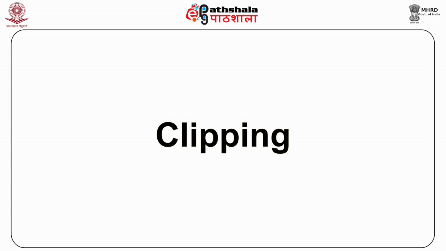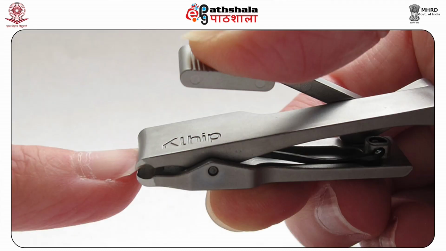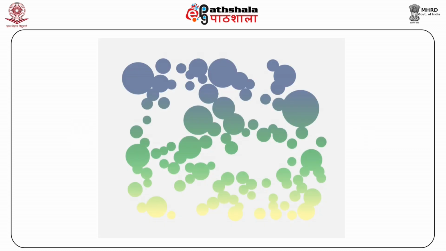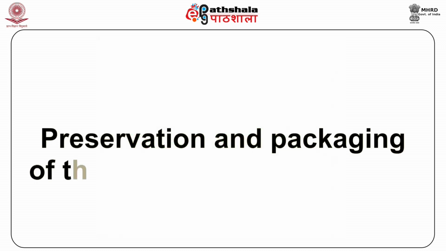Clipping. Nail clipping is used to recover the trace evidence from fingernails. The fingernails are clipped using clean scissors or clippers and then packed in clean paper. Fingernails can also be scraped for obtaining the evidence from under the fingernails. Solvent extraction. In certain cases that involve grease or oil, solvent extraction method is used to collect the evidence.